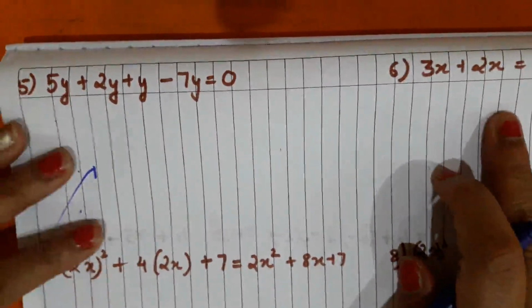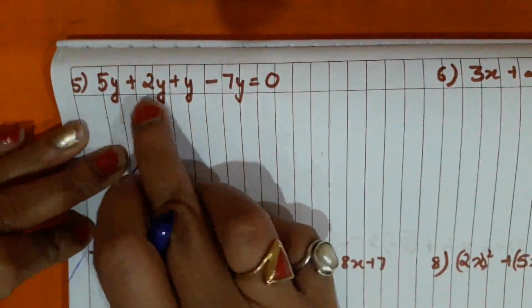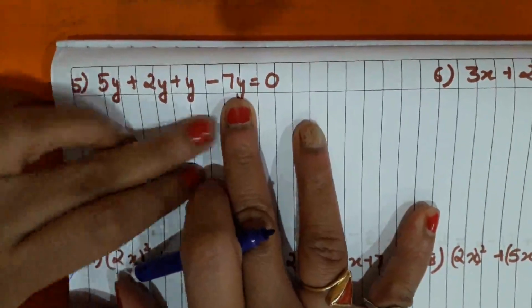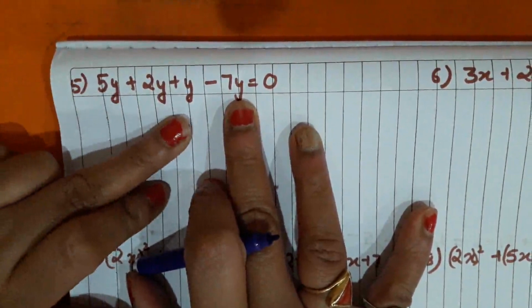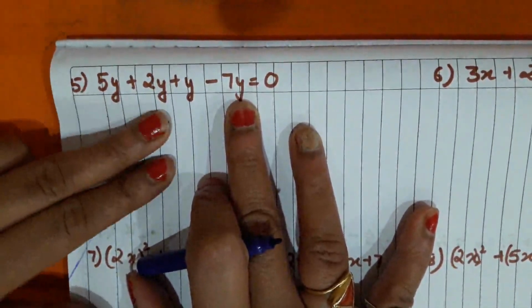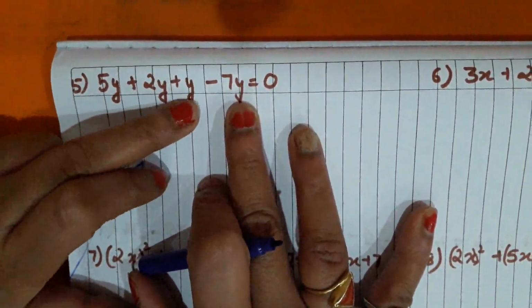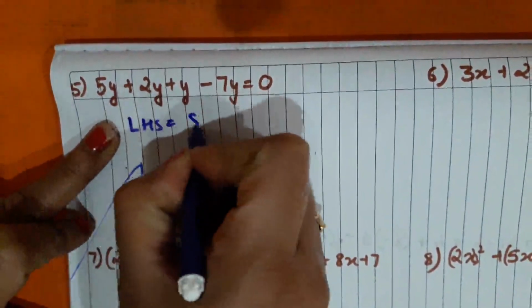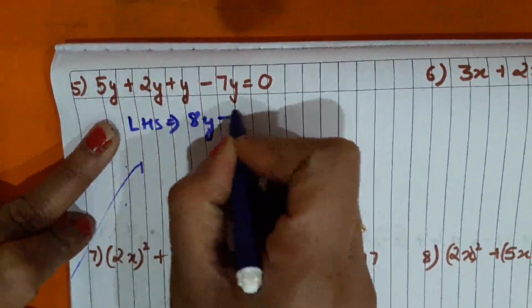Let's see the next part. Next part is 5y plus 2y plus y minus 7y. Now these are all like terms because all are having y. So 5y plus 2y is 7y, 7y plus y is 8y. So on the left side we are having 8y minus 7y.